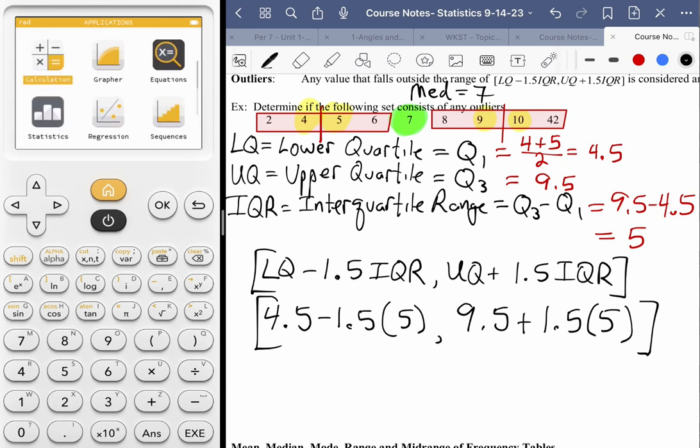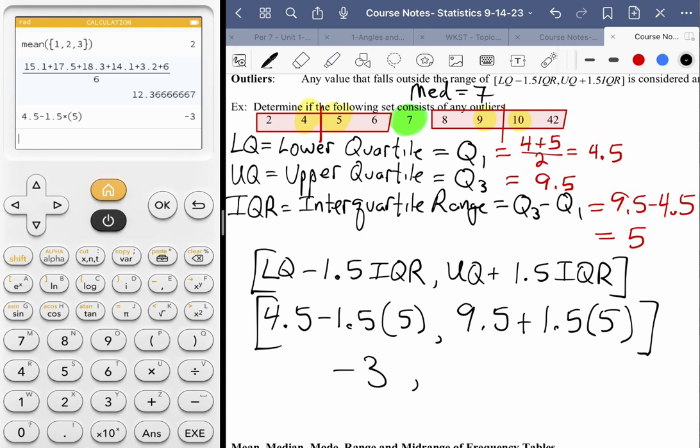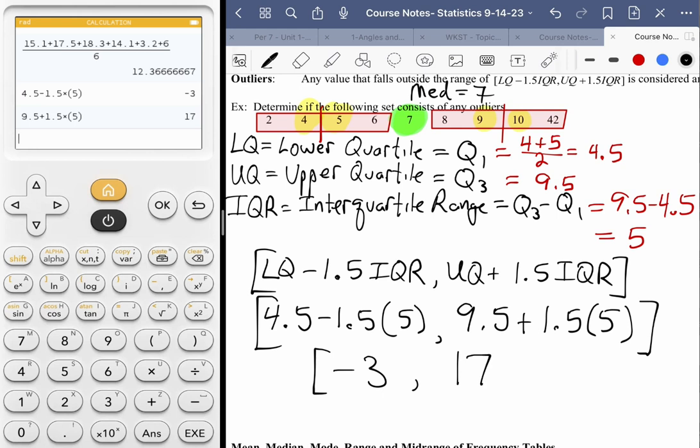All right, so I'd go back into my home screen just to crunch these numbers, calculate 4.5 minus 1.5 times 5. All right, so that gets me -3. Then 9.5 plus 1.5 times 5, which is 17. All right.